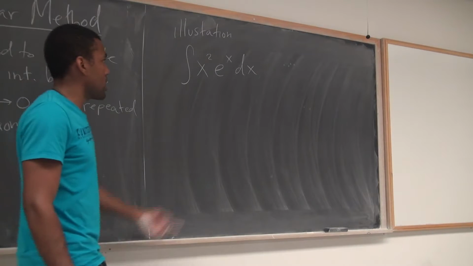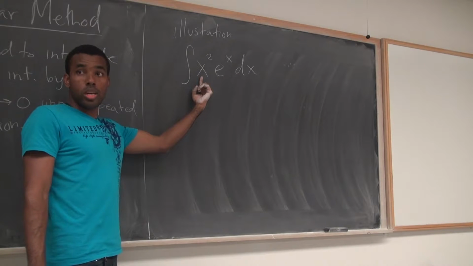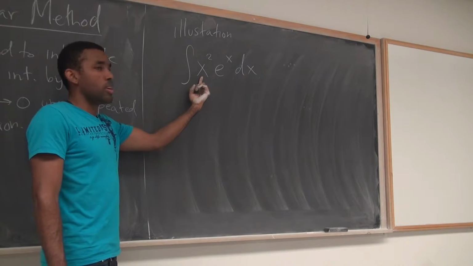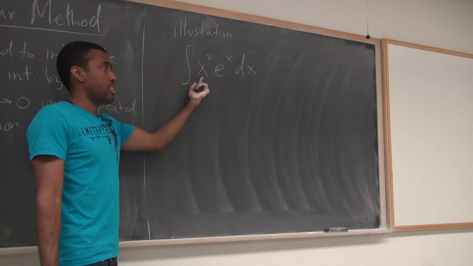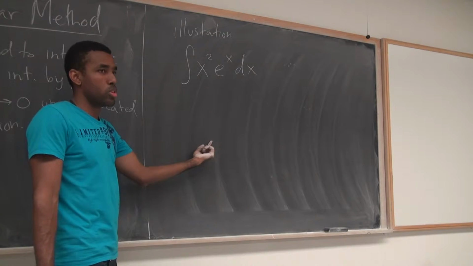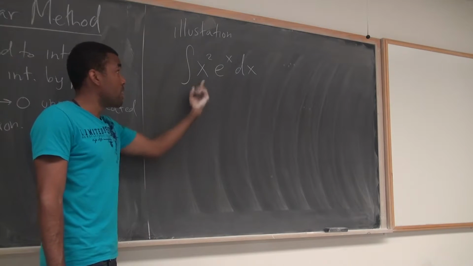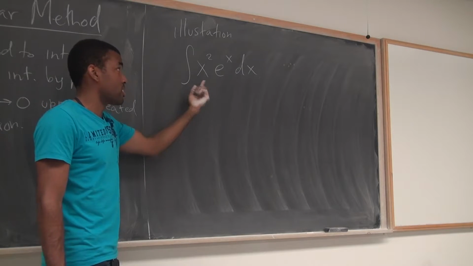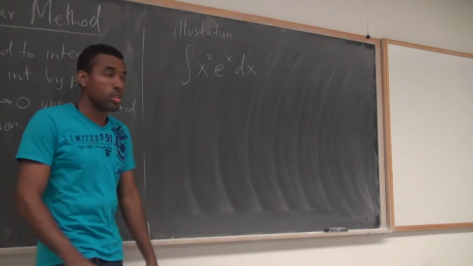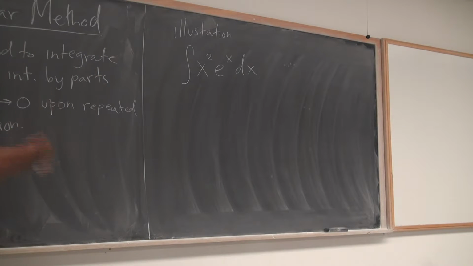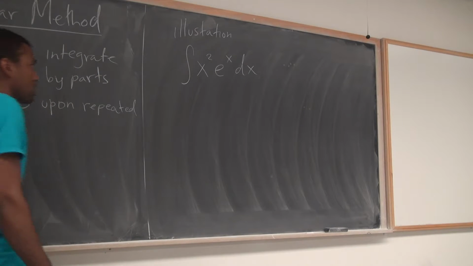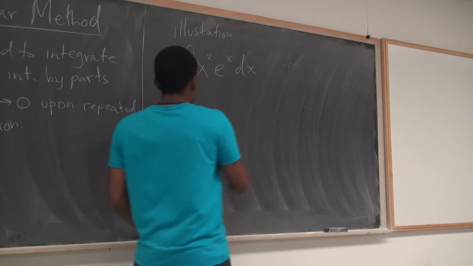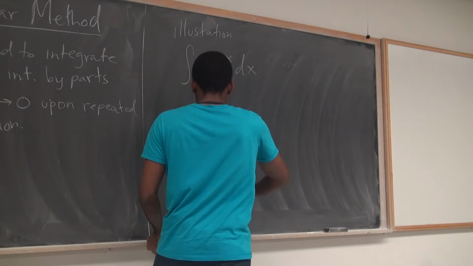But here you'll notice that your u would have been x squared, right? Now what happens if you keep on differentiating x squared? x squared becomes 2x, which becomes 2, which becomes 0. Eventually your u will die if you keep differentiating it. Whenever that's the case, you can use the tabular method of integration by parts, so you don't have to be repeating the integration by parts. So here's how it works. You basically set up a table.